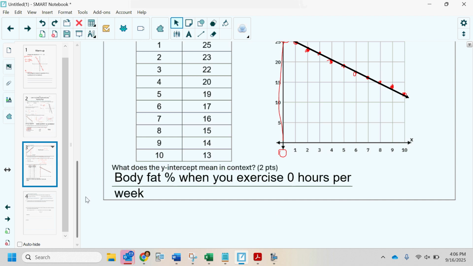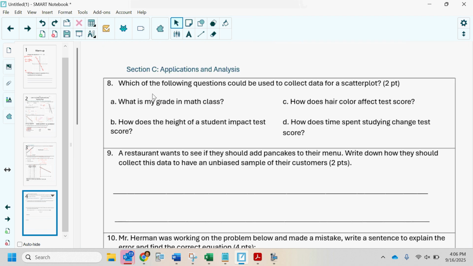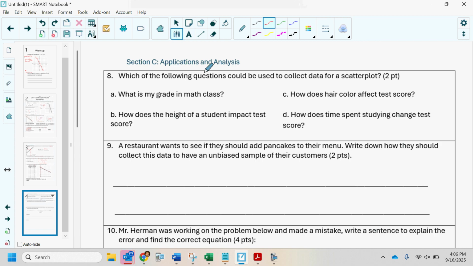All right. Nice. Last section, section C. So it says, which of the following questions can be used to collect data for a scatter plot? So remember, a scatter plot has an x, has a y, right? So we need 2 variables. And it needs to be quantitative. Quantitative, which means something you can measure. Right? So what's my grade in math class? Well, grade's the only variable, so it's only 1 variable.